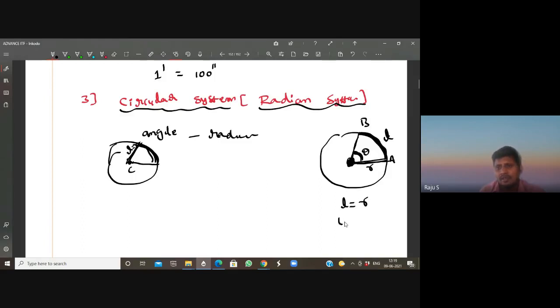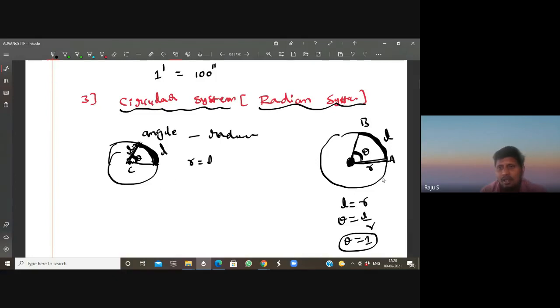Here theta is equal to L by R. When both are equal, what is the theta value? It will give 1. This 1 is called 1 radian. Theta angle we can represent in radians. So what is a radian? I told you a radian is the angle subtended at the center of the circle by an arc whose length is equal to the radius. That's it.